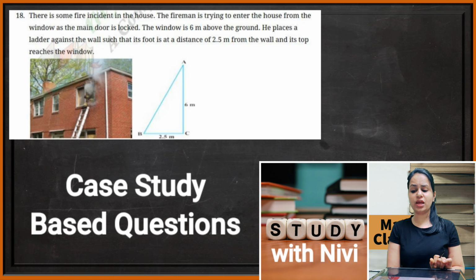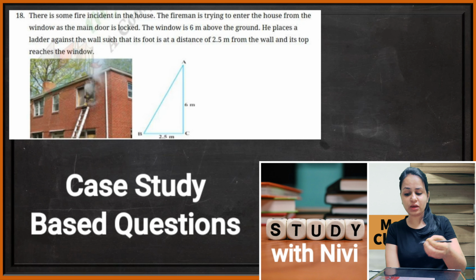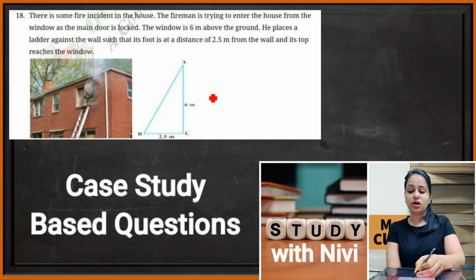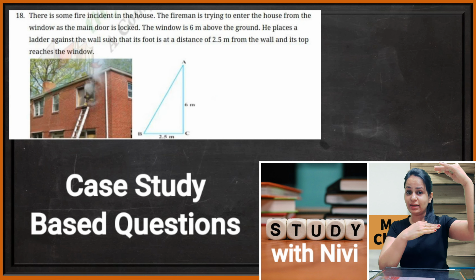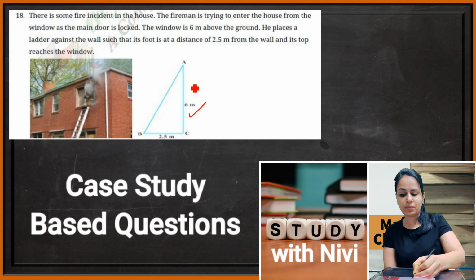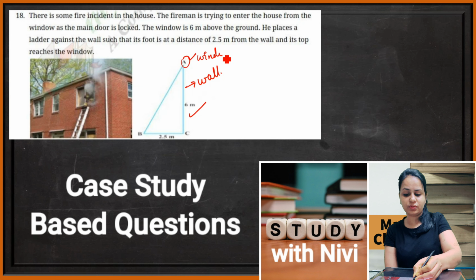तो यहाँ पर बता रहे हैं कि एक घर में आग लग गई है. फायरमैन जो है since the main door is locked, he is trying to move into the house through a window. यहाँ पर आपको क्या क्या given है? They have given you the window is 6 meter above the ground. Ground से कितना height है वो आपको given है. That is AC यहाँ पर. This is your wall, right? And this is your point A is your window.